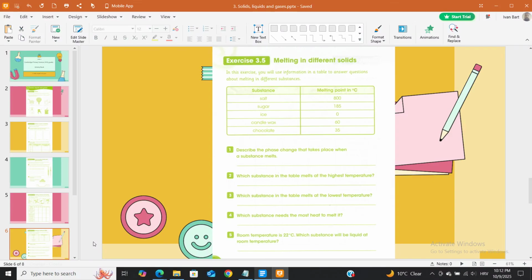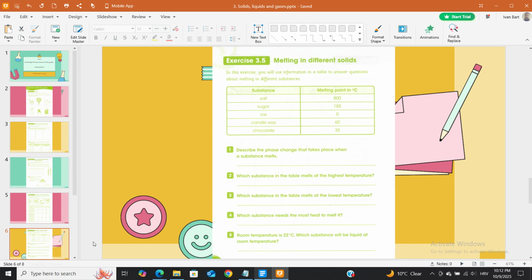Exercise 3.5 Melting in different solids. In this exercise, you will use information in a table to answer questions about melting in different substances. Substance: salt, sugar, ice, candle wax, chocolate. Melting point in degrees C: 800, 185, 0, 60, 35.